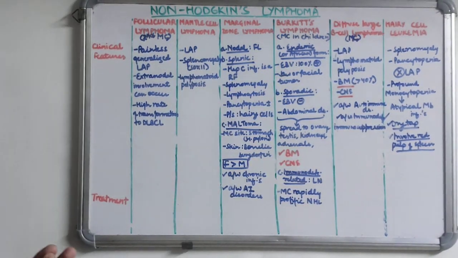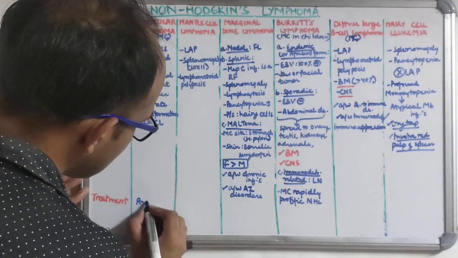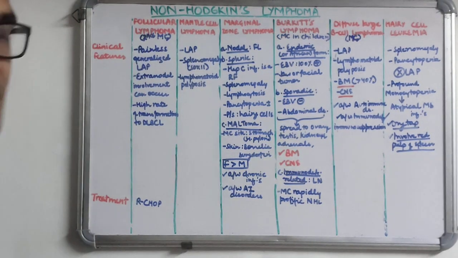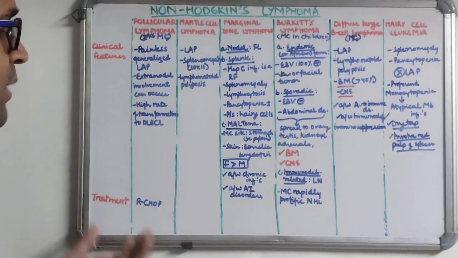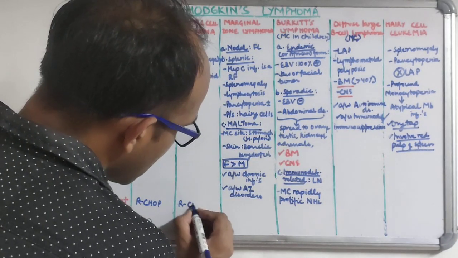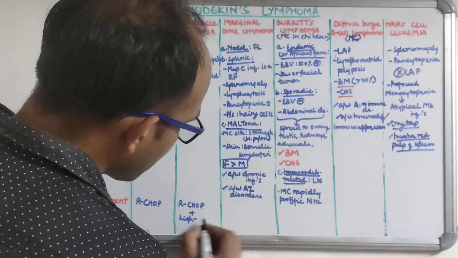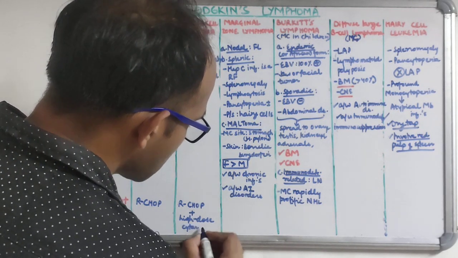Now treatment, broadly speaking, treatment is R-CHOP for all of these lymphomas: rituximab, cyclophosphamide, vincristine, doxorubicin, and prednisone. So usually the treatment of choice is R-CHOP. Mantle cell lymphoma, we give along with it high dose cytarabine. R-CHOP plus high dose cytarabine, because they do not do well with R-CHOP alone.